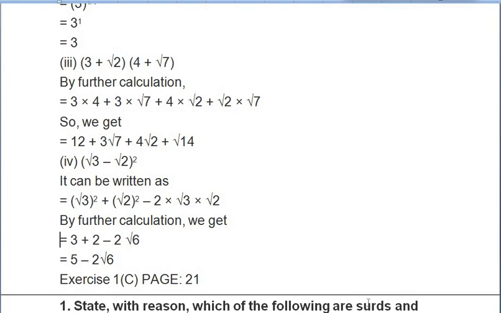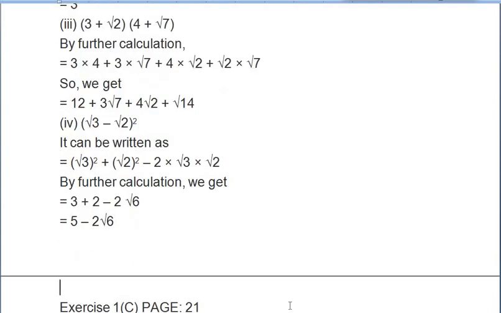Now this much only, then this exercise is over. In the next video we will see exercise 1C, which is given on page number 21. So in this video only this much.